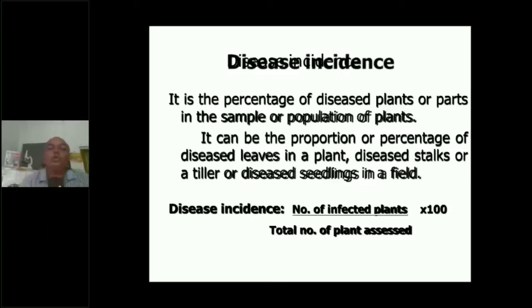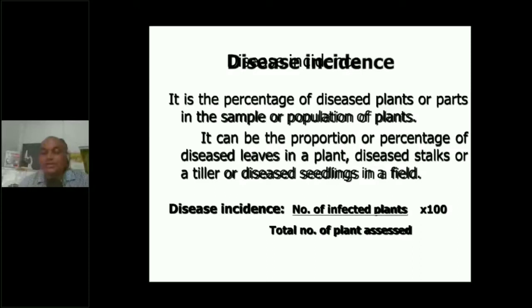Suppose in a row you have 40 plants, and in those 40 plants the number of infected plants is 15. That means the number of infected plants will be 15, and the total number of plants which we have assessed is 40 in a row. You calculate 15 divided by 40 into 100. That will give you the disease incidence.